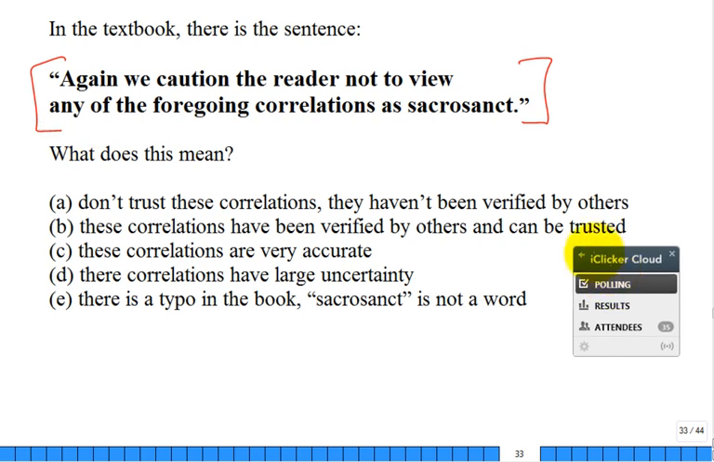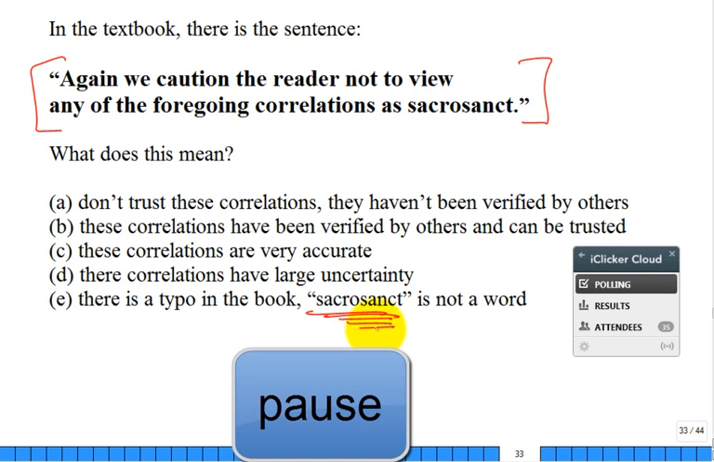Does that sentence mean don't trust these correlations, they haven't been verified by others? Does it mean that these correlations have been verified by others and can be trusted? These correlations are very accurate. These correlations have large uncertainty. Or there is a typo in the book and sacrosanct is not a word in my vocabulary.